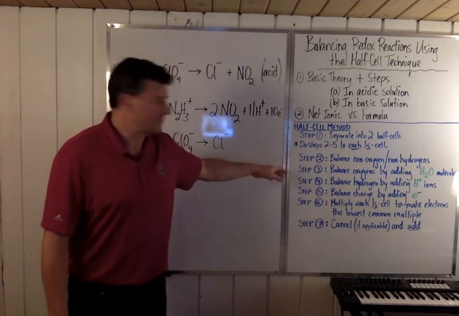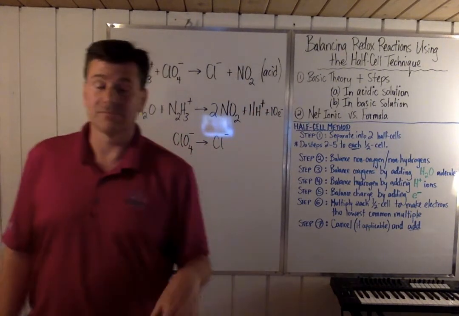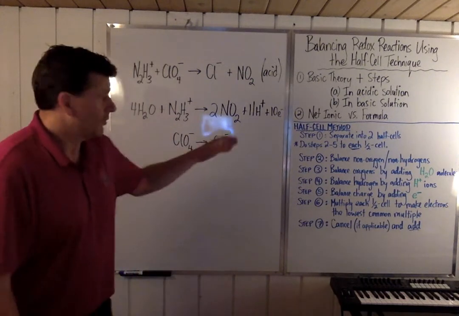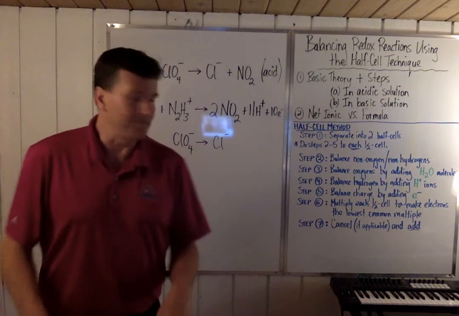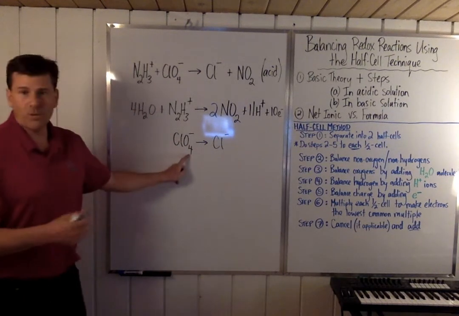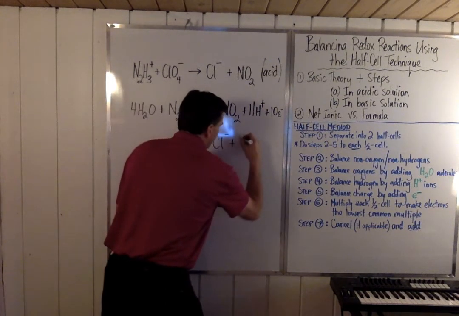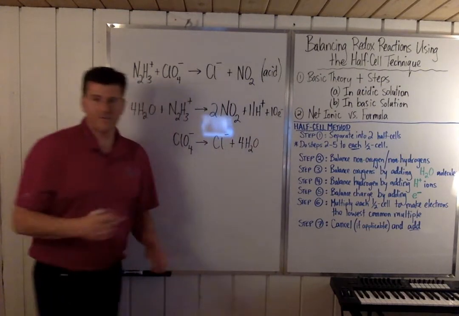So let's go back to step number 2 and let's go through the whole thing again. Do it a little bit quicker this time. Okay, so once you get good at this, it goes pretty quickly. So balance the non-oxygen, non-hydrogen, 1 chlorine, done. Step 2 is done. Balance oxygens by adding water molecules. I've got 4 oxygens over here, I've got 0 over here. That means 4 water molecules over there.